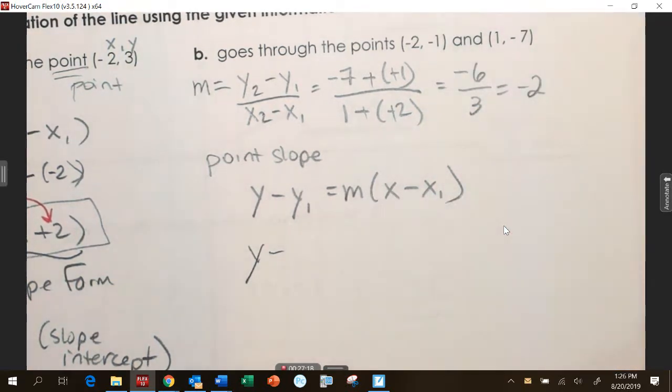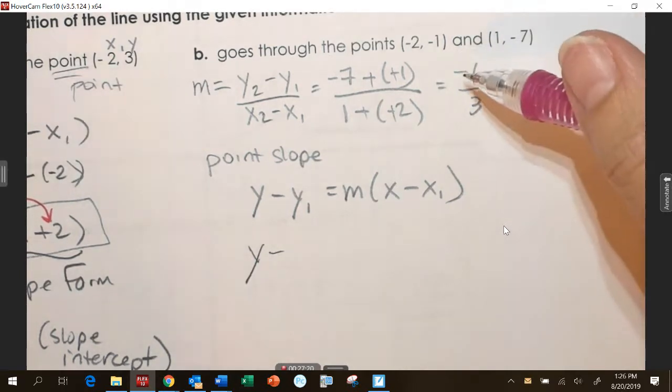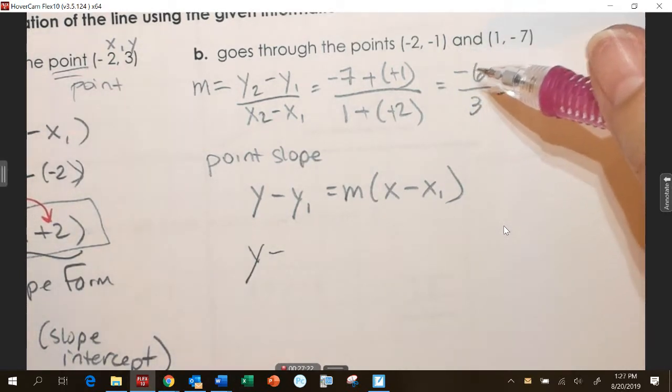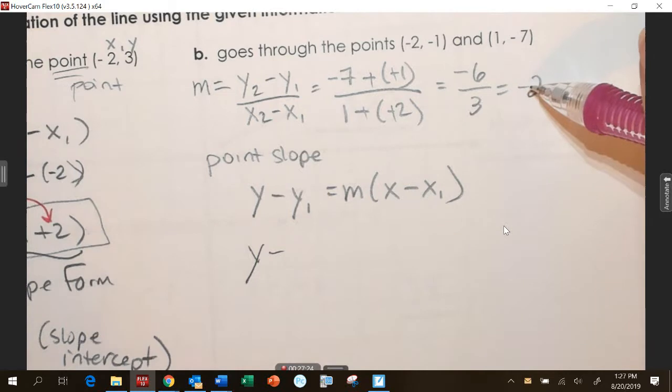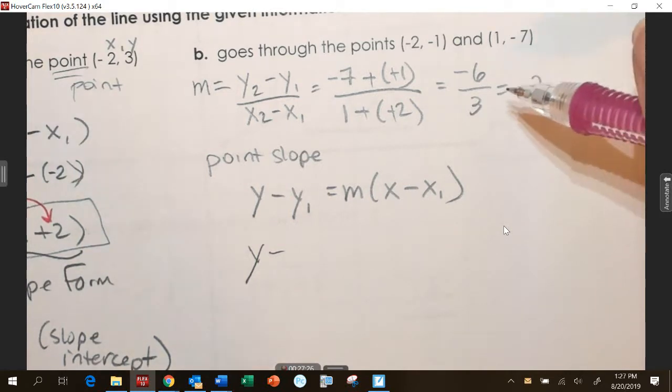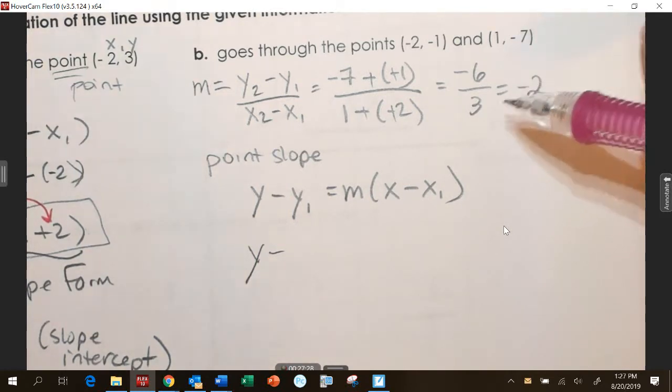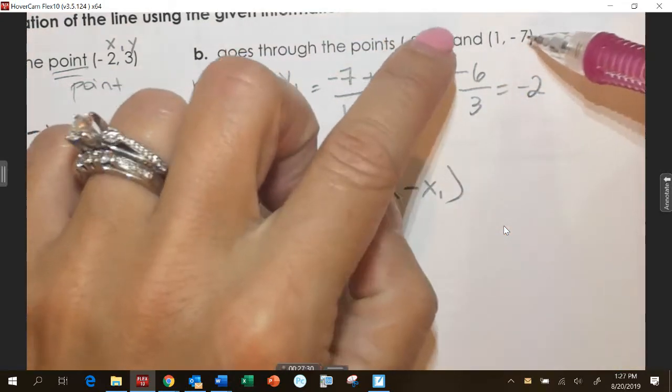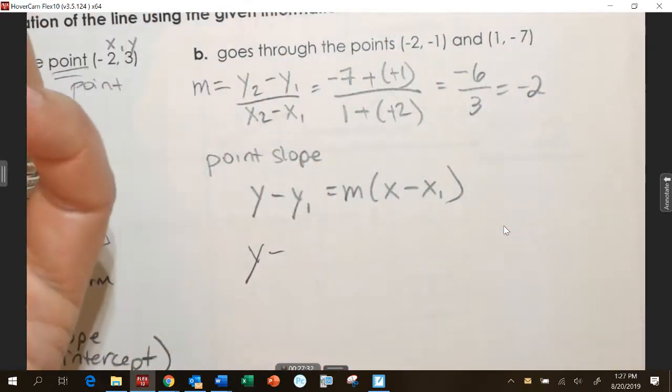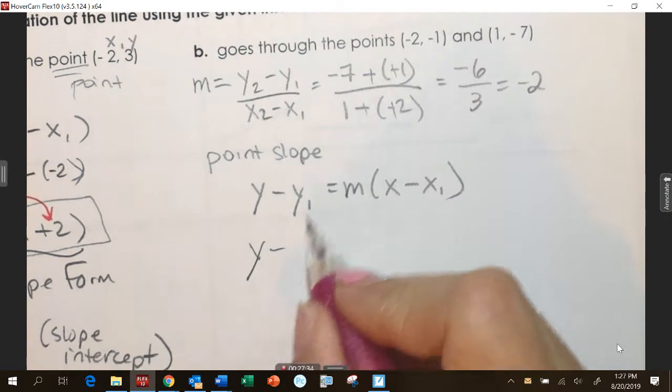Oh, because it says x1, y1? So sure, but you know what? It doesn't make a difference. You could use the second one if the second one has better numbers. You're totally right, it says to use it. But since this line passes through both of these points, it doesn't matter which point you use. But I feel like I'm going to use the first one.